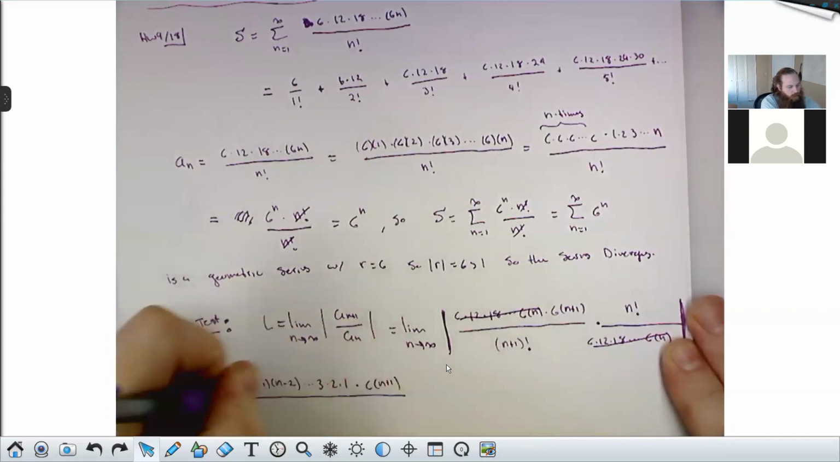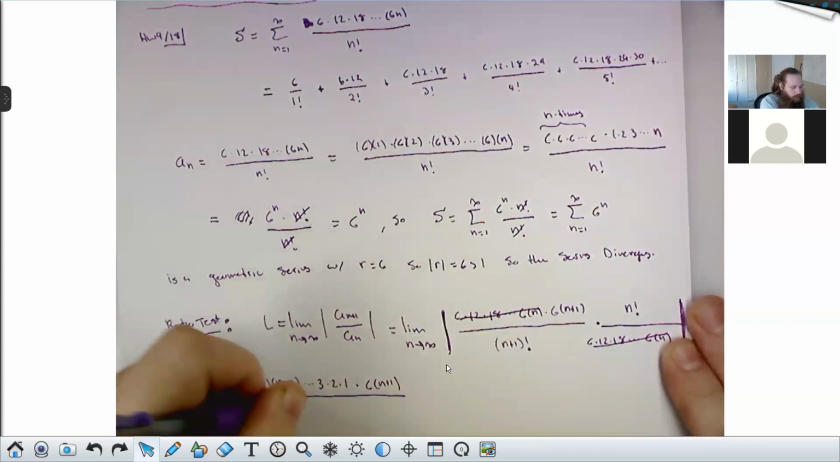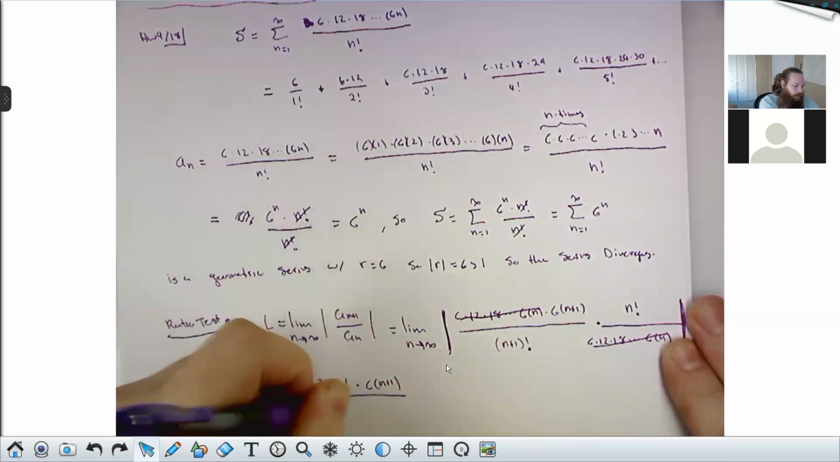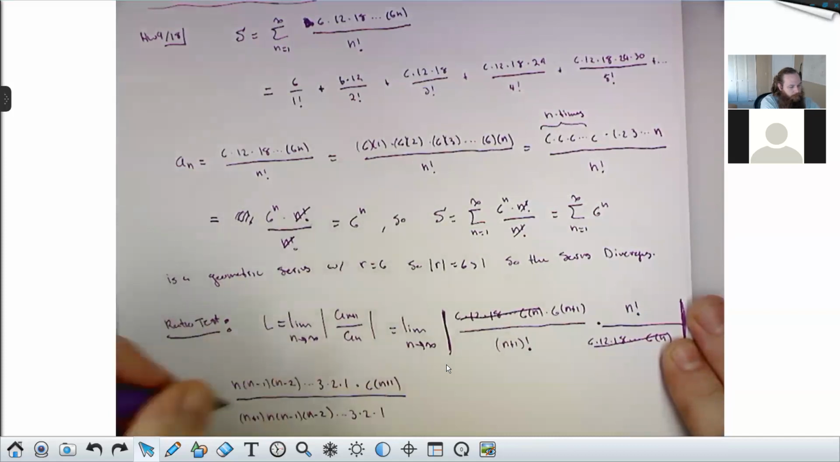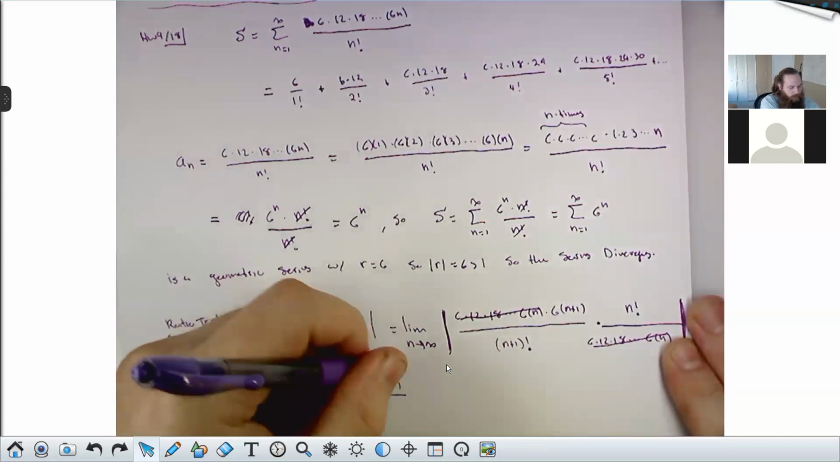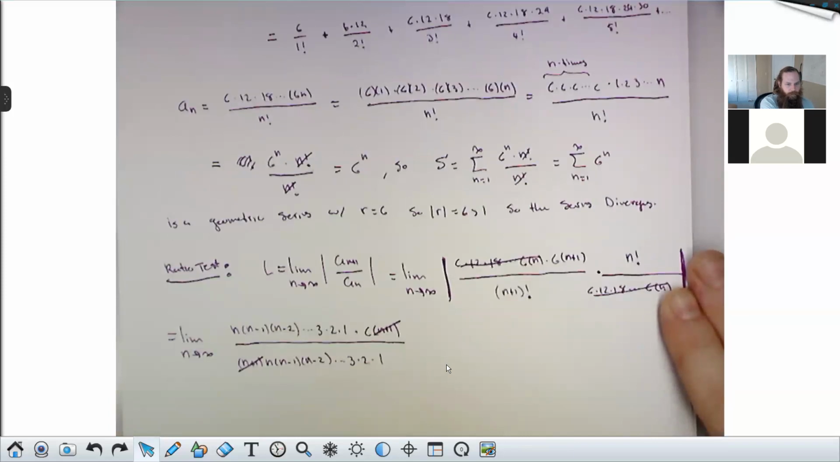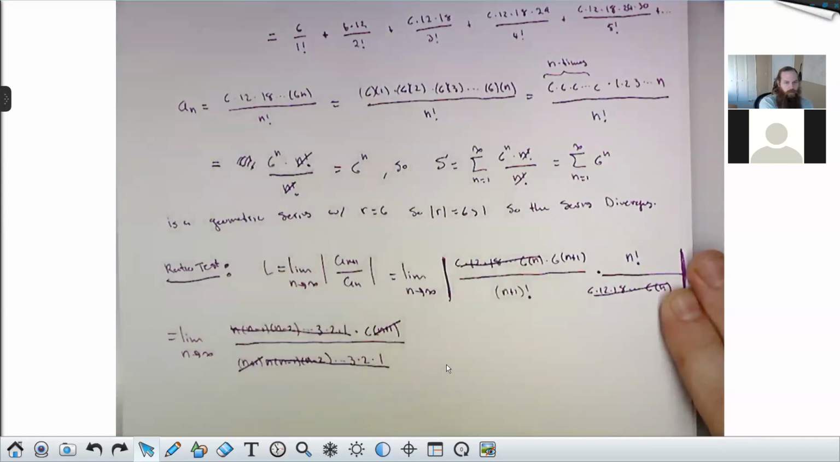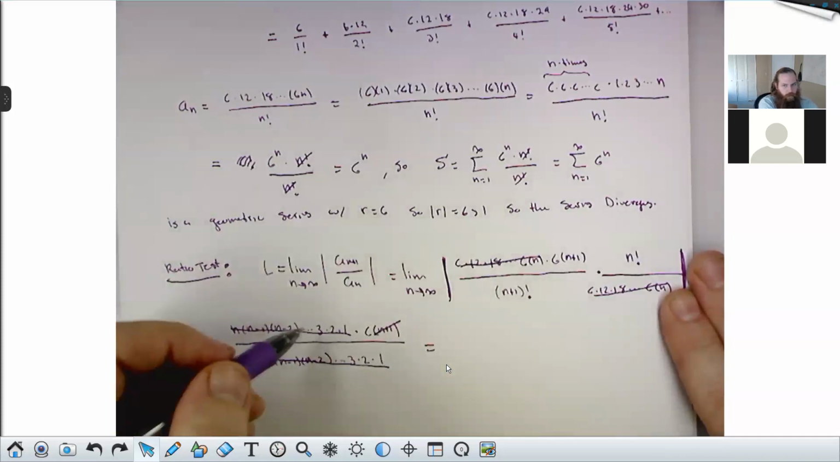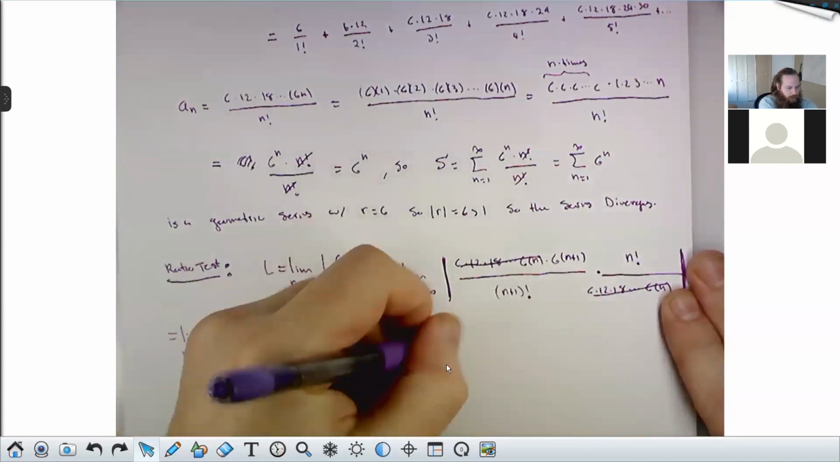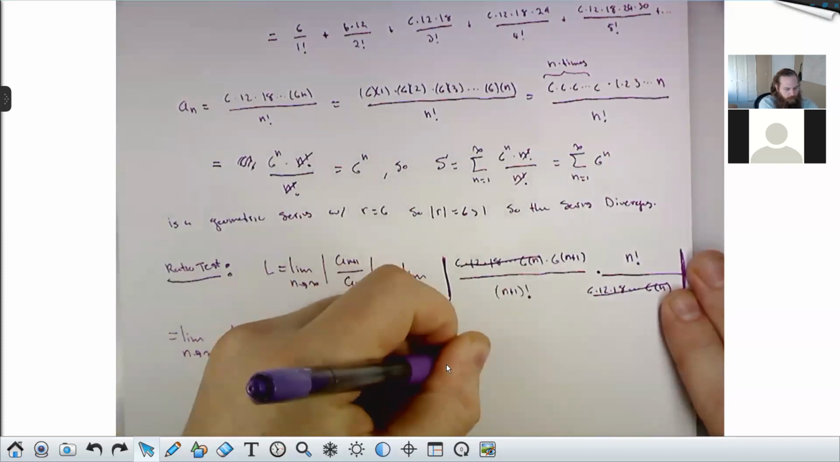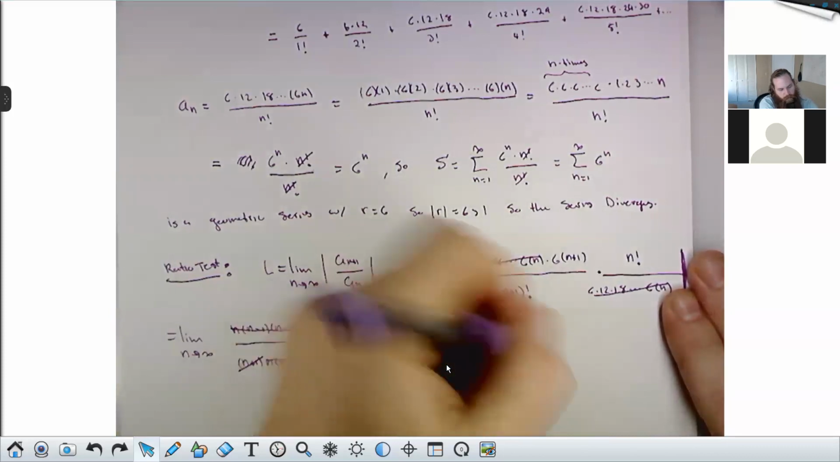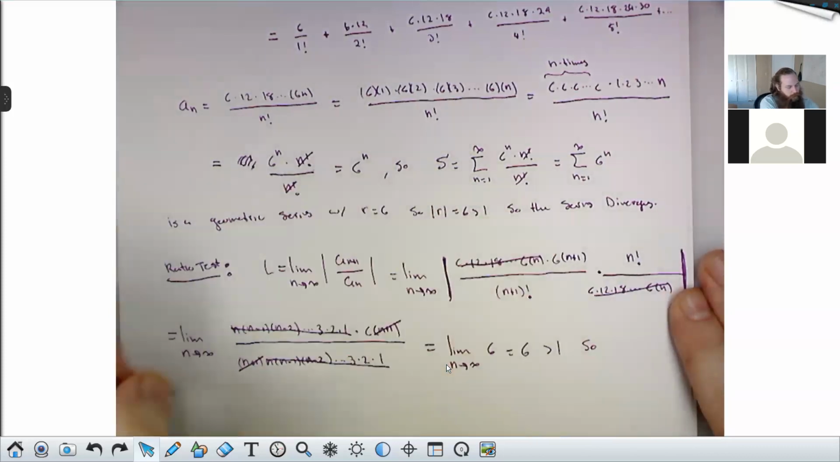And then downstairs, n plus 1 factorial is n plus 1 times n times n minus 1, all the way down to 3 times 2 times 1. The n plus 1s here cancel. The remaining pieces of the factorial cancel. And I'm just left with the constant 6. The absolute values can go away because everything here is positive. So I get the limit as n goes to infinity of 6, which is definitely just 6, which is bigger than 1, so the series diverges by the ratio test.